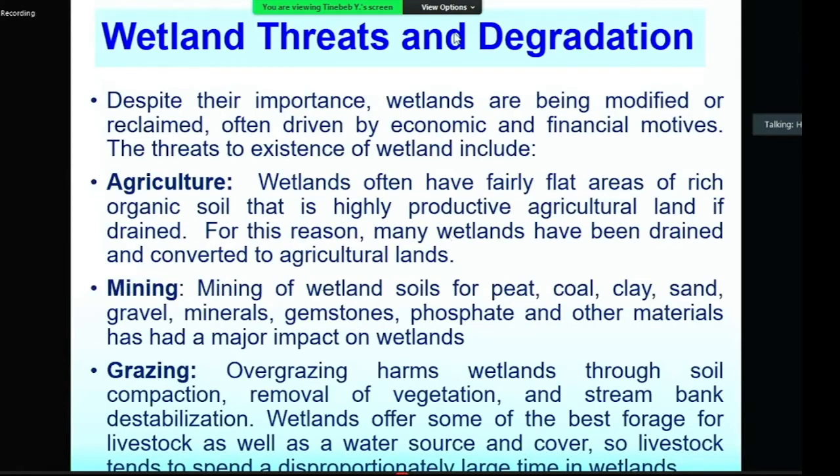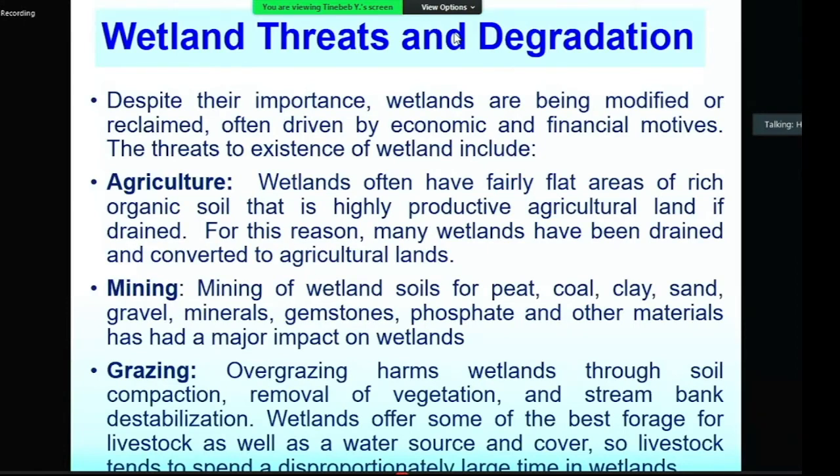So the main threat to wetlands is agriculture. When you talk about agriculture, wetlands often have fairly flat areas of rich organic soil that is highly productive agricultural land if drained. For this reason, many wetlands have been drained and converted to agricultural lands. This is the first threat that has been identified even for all Eastern African regions of the 10 IGAD countries. And then the second threat is mining.